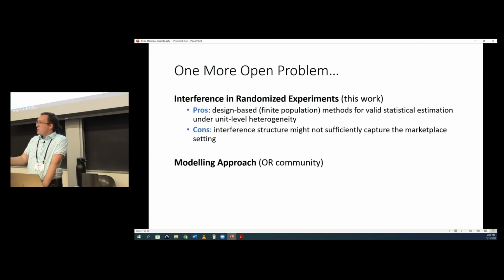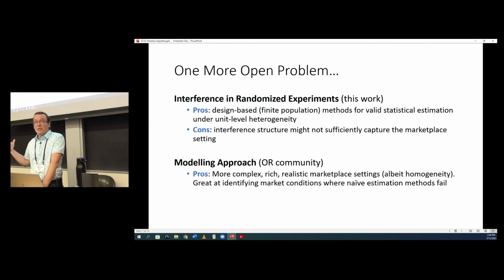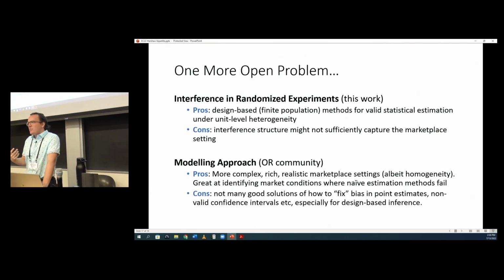There's a modeling approach that I see coming out of the OR community that I like a lot, and they have lots of pros. They have very rich and complex realistic marketplace models, albeit with some heterogeneity like unit types. What they're very good at is identifying market conditions where the naive estimation, the one that doesn't take interference into account, fails. Maybe it's the ratio of supply and demand, and that affects the bias. There are wonderful results that characterize this under these models. The cons is there are not as good or as precise methods for how to fix the bias in the point estimates or to fix the non-validity of your confidence intervals.